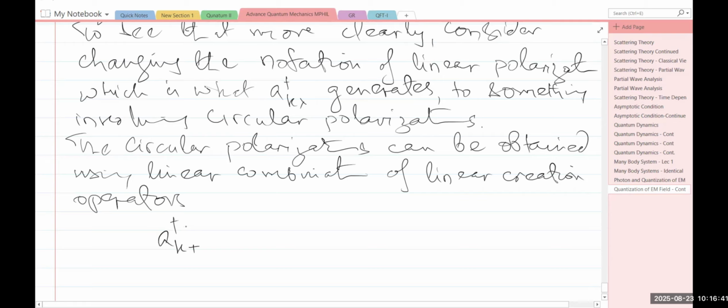So a dagger represents that you create a photon, and now you are saying you create a photon having a momentum k, but has a polarization which is denoted by plus, that is, positive circularly polarized light. And similarly, if a k minus dagger, that would correspond to the creation of a photon, where the minus sign would be representing the negatively polarized circular light.